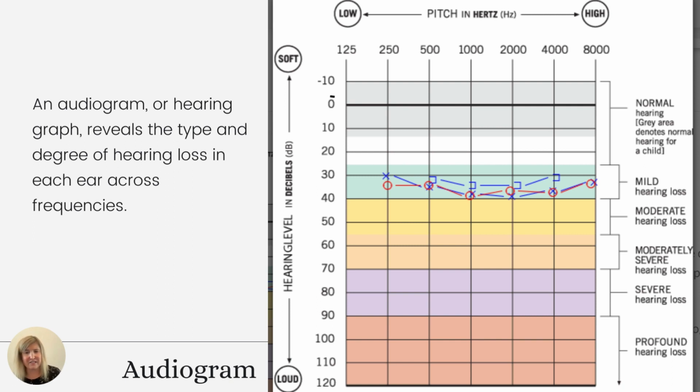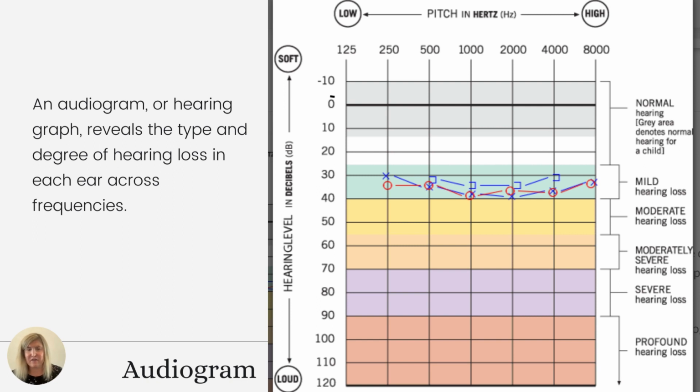Along the y-axis, we measure volume or intensity in dBHL, or decibel hearing level. It starts from -10 and goes all the way to 120 dBHL. This is a very, very quiet sound, all the way down to very, very loud sounds. We like to categorize hearing loss in terms of degrees. From -10 to 25 dBHL is considered normal hearing for adults.